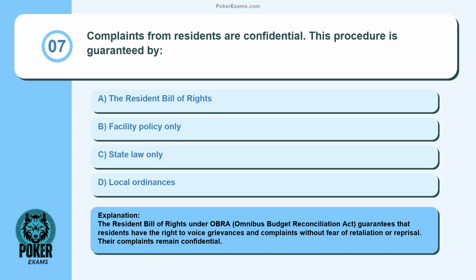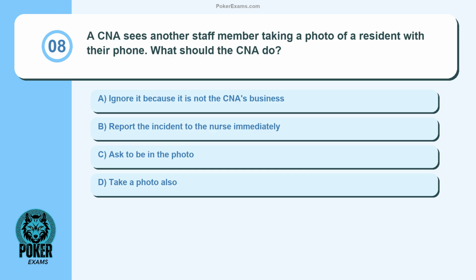The Resident Bill of Rights under OBRA, the Omnibus Budget Reconciliation Act, guarantees that residents have the right to voice grievances and complaints without fear of retaliation or reprisal. Their complaints remain confidential.